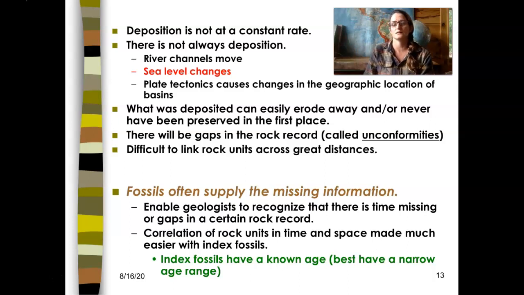Plate tectonics can create basins and closed basins, which changes sedimentation rates and where sediments are being deposited. So what was deposited can easily be eroded away and not preserved in the first place. So in a stratigraphic column, you're just going to have the rock units that were preserved. Some of them are going to have eroded away and not be there.